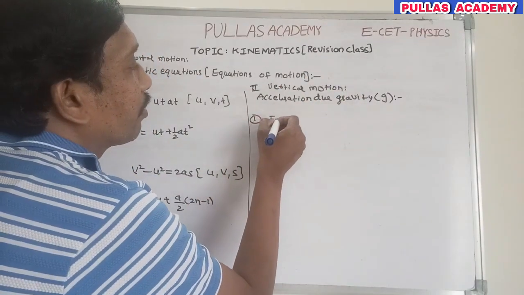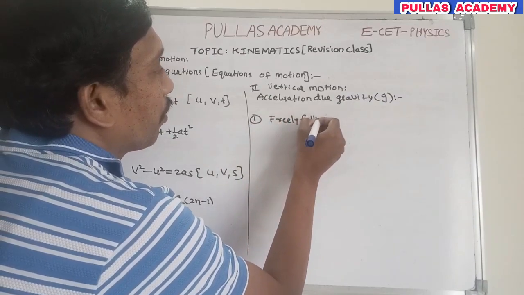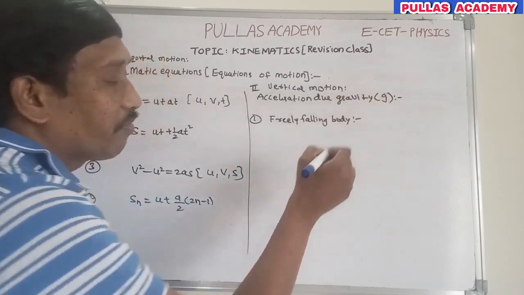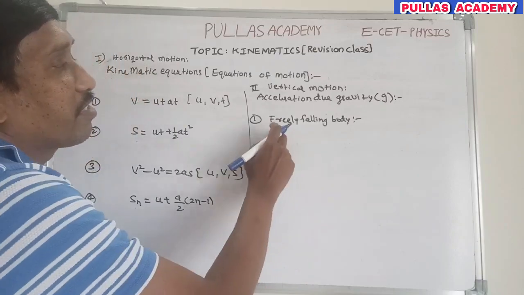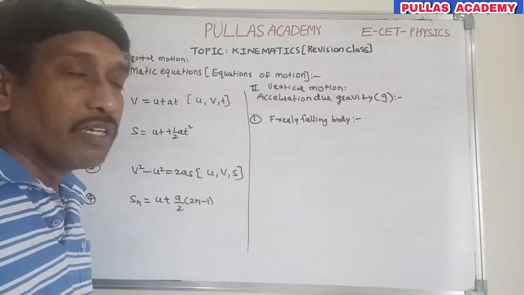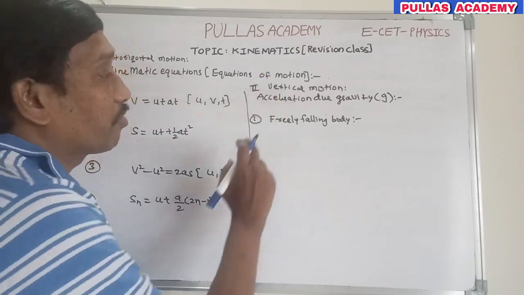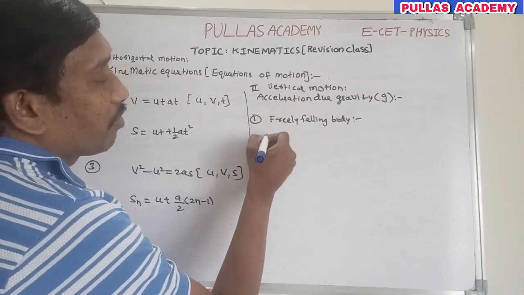Along vertical motion, we have two types. One is the freely falling body. What is a freely falling body? A freely falling body is a body dropped from a certain height. Without any applied force, due to the gravitational force it moves towards the ground. That is a freely falling body.